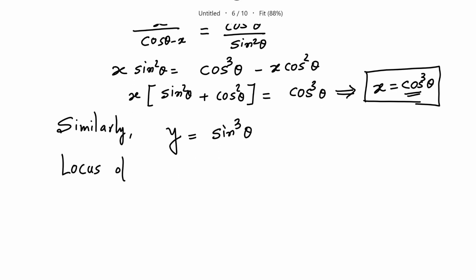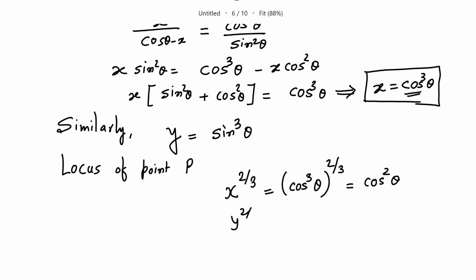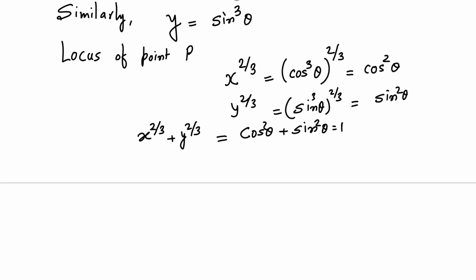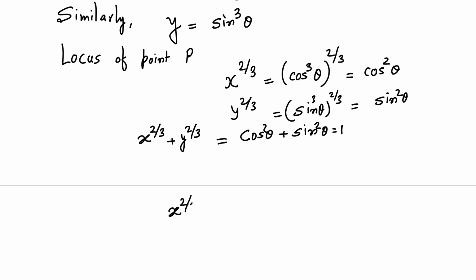So the locus of point P will be, so let's take x raised to the power 2 by 3, that will be cos cubed theta raised to the power 2 by 3, that is cos squared theta. Similarly, y raised to the power 2 by 3 is sin cubed theta raised to the power 2 by 3, that is sin squared theta. So now if we add these two, x raised to the power 2 by 3 plus y raised to the power 2 by 3, that is cos squared theta plus sin squared theta, which is equal to 1. So you see, this is the locus. So the locus or envelope is x raised to the power 2 by 3 plus y raised to the power 2 by 3 is equal to 1.